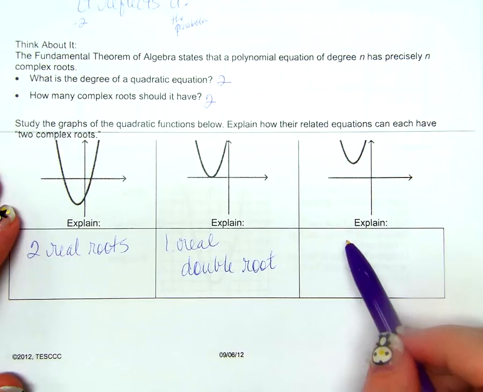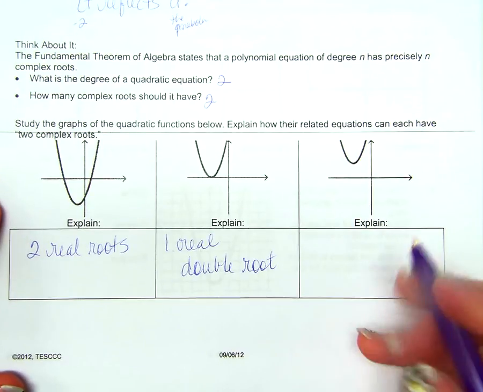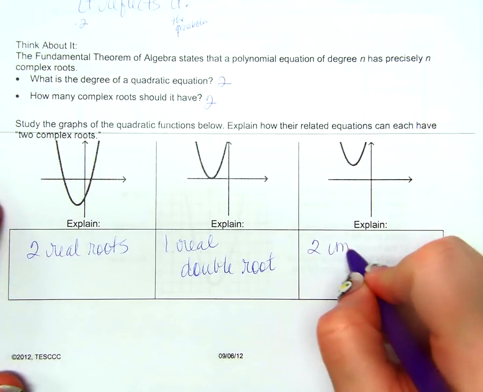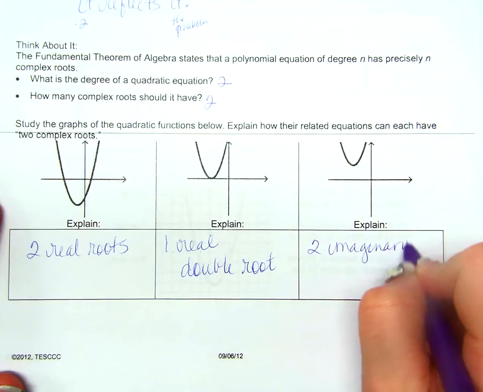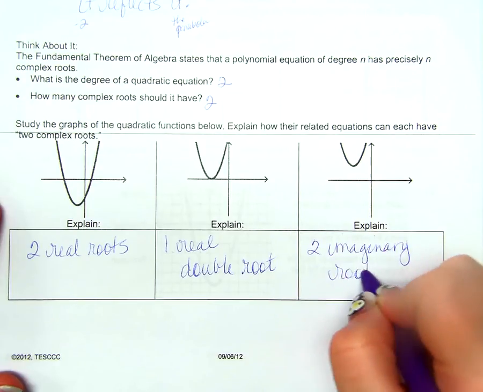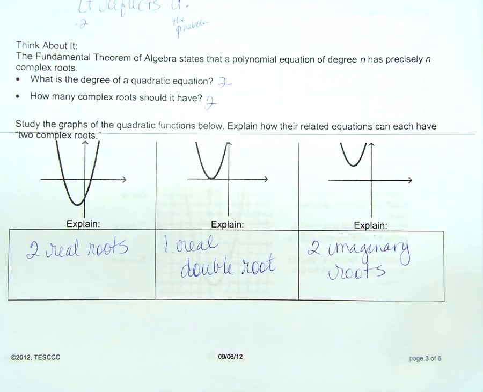Okay. What about this last one? 2 imaginary roots. Okay. Any questions about that?